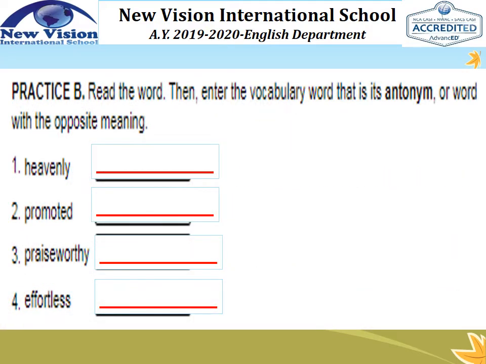The next part is much easier. Read the word, then write the vocabulary word that is its antonym, or meaning the opposite of it. We have the same on your assigned task in eAlpha. Number 1, we have the word heavenly. What is the opposite of it? Very good. We have terrestrial.